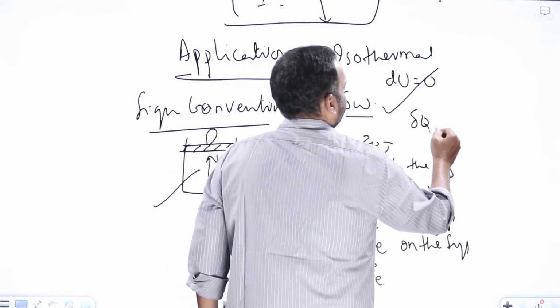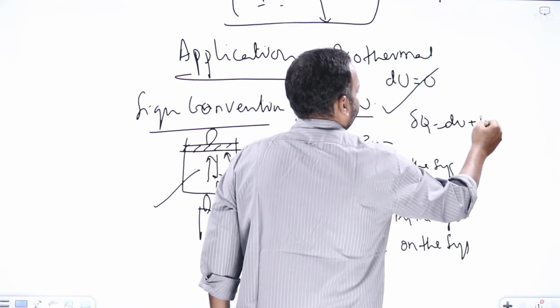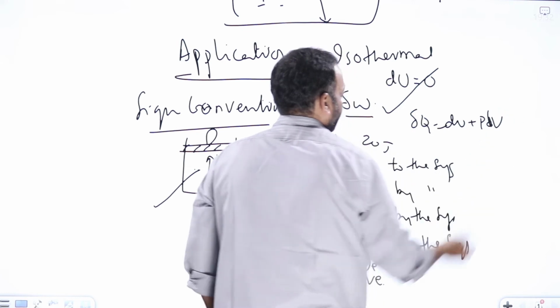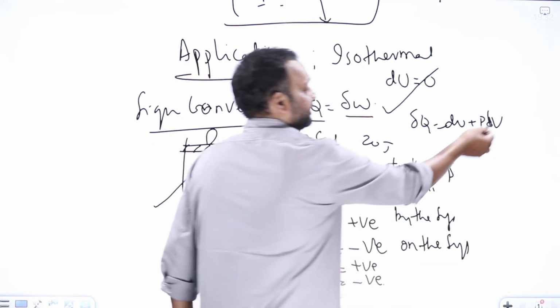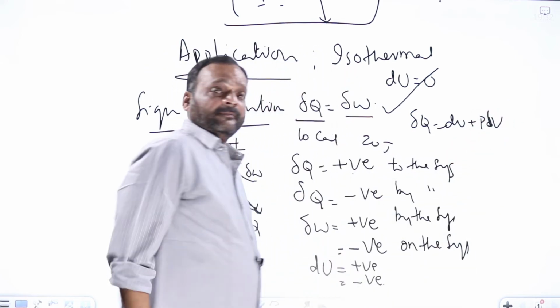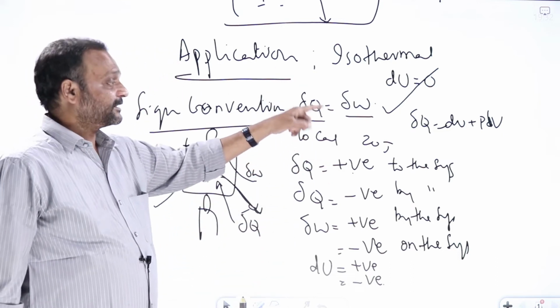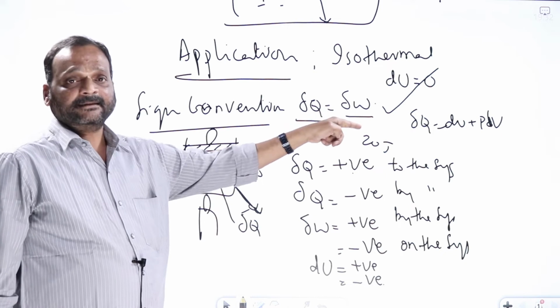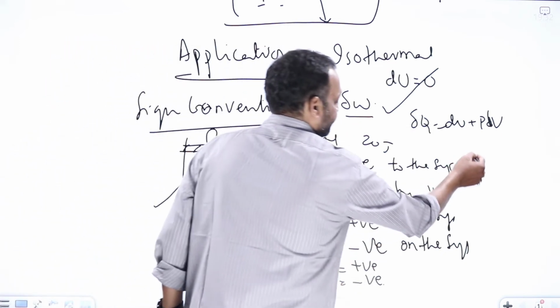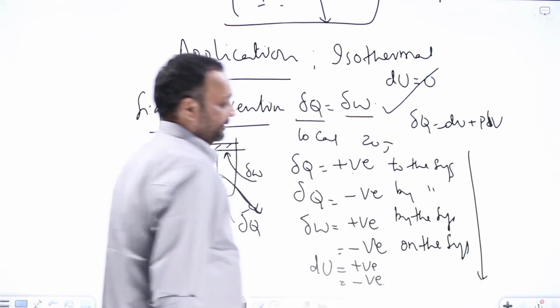Okay, delta Q equal to dU plus PdV or delta W. You have to substitute. If work is done on the system, PdV you should take it as negative. Internal energy is decreasing, dU will be negative. Heat is coming out of the system, dQ will be negative, like that. Right, this is known as sign convention. We have to keep this in mind in applying first law of thermodynamics.